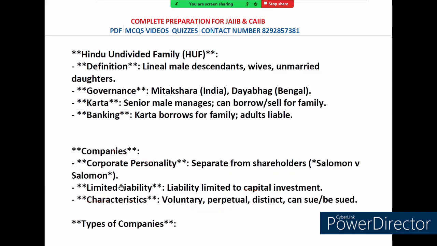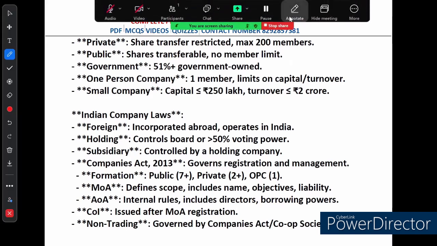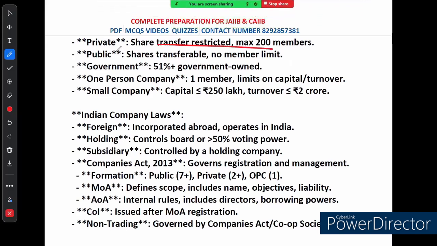Now let's talk about the types of companies. Types of company include private company. Private company means share transfer is restricted and up to 200 members max.